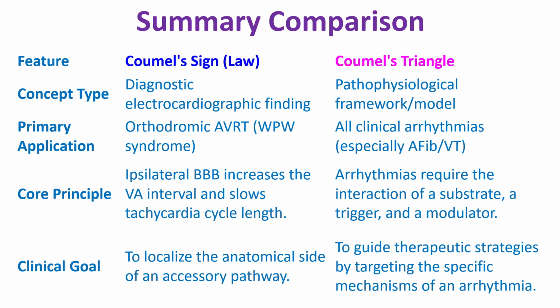The core principle: for Coumel sign, ipsilateral bundle branch block increases the VA interval and slows tachycardia cycle length. For Coumel's triangle, arrhythmias require the interaction of a substrate, a trigger, and a modulator. Clinical goal: Coumel's sign or law is used to localize the anatomical side of an accessory pathway, and Coumel's triangle to guide therapeutic strategies by targeting the specific mechanisms of an arrhythmia.